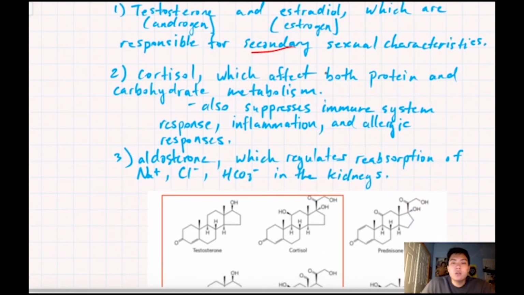Okay, cortisol. This is going to affect your protein and your carbohydrate metabolism. So that's the first function. Second function is it suppresses your immune system. And so what happens when your immune system's suppressed? You're also going to suppress inflammation and things like allergic responses.